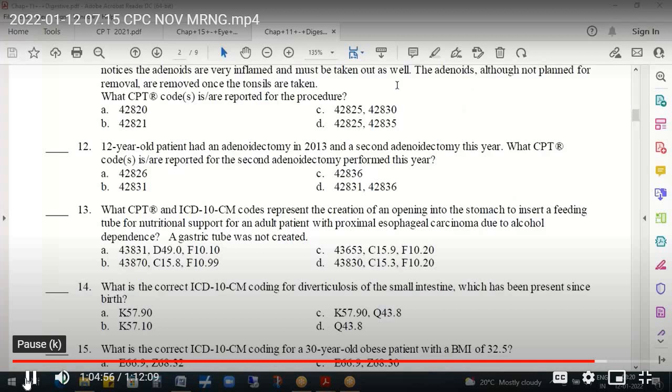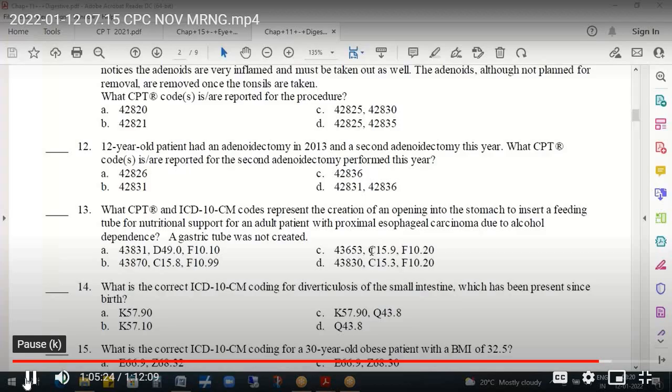Completed everyone? What is the answer? 42836. Yes or no? Age is 12 years. He is performing the appendectomy for the second time. That means secondary. That's it.